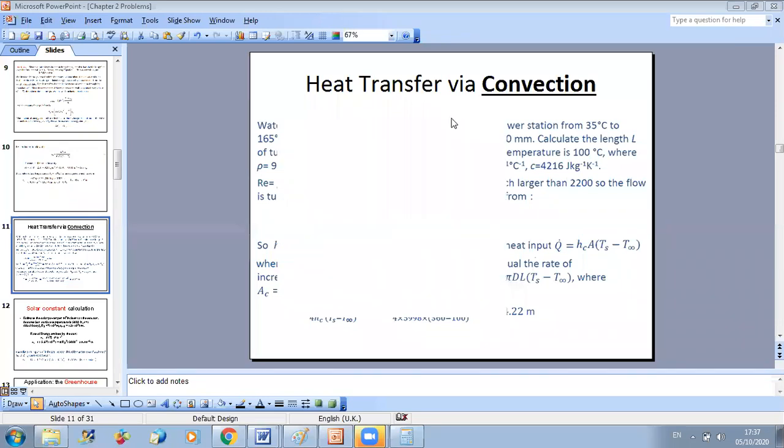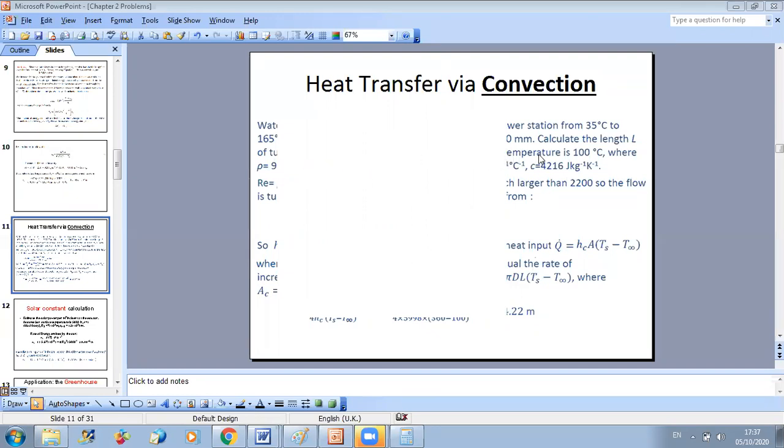Okay. So we will solve now the following problem. Water is heated in the economizer of the boiler in a power station from 35 degrees to 165 degrees. The tube wall is at 360 degrees and its diameter is equal to 50 millimeters. Calculate the length of the tube required when the flow speed is 1 meter per second.